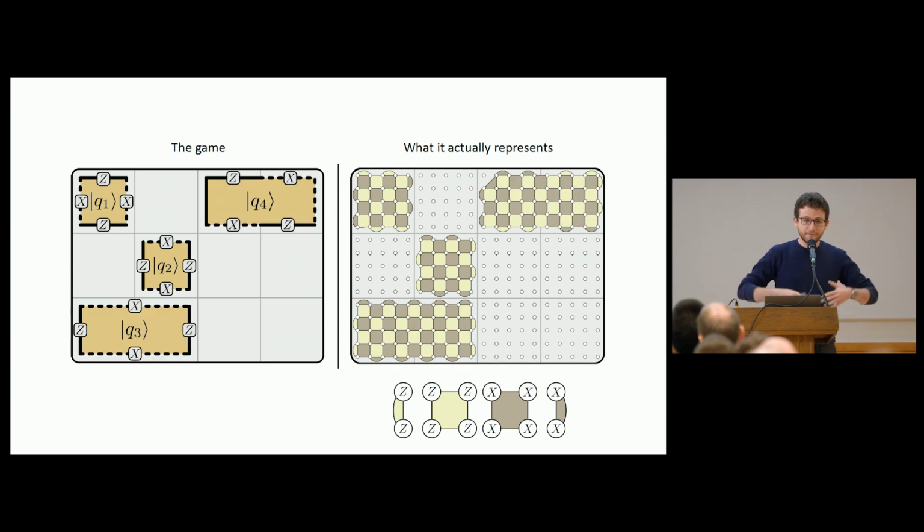These patches come in different shapes and sizes. So for instance, this rectangular one in the bottom left corner, or the one in the top right corner where you have an X and Z edge on the same side of the patch. I won't be drawing these Pauli labels anymore. Just know that dashed edges are X operators, solid edges are Z operators.